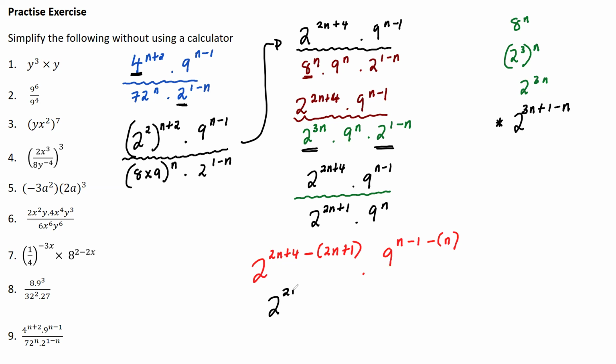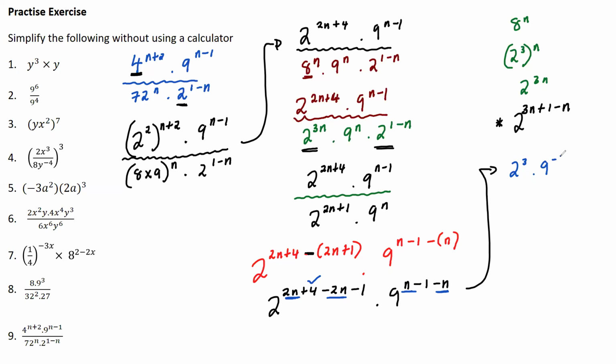2 to the power 2n plus 4, open the brackets. There's a negative here, multiplying the 2n plus 2 minus 2n minus 1. We go again, 9, then n minus 1. If you open the brackets, it's minus n. We are almost there on this question without a calculator. Like terms, 2n minus 2n gives you 0. Like terms, 4 minus 1, I get 2 to the power of 3 at the end of the day. Then like terms, n minus n gives you 0.